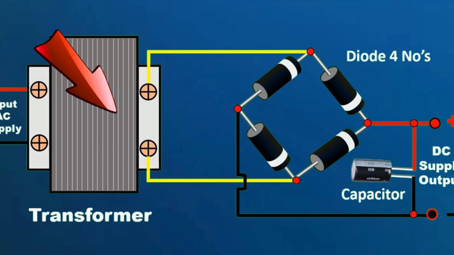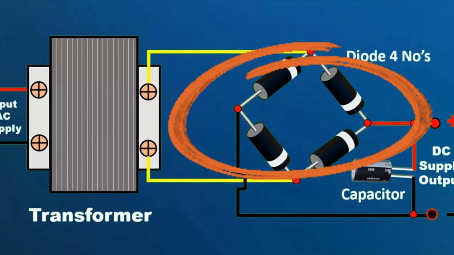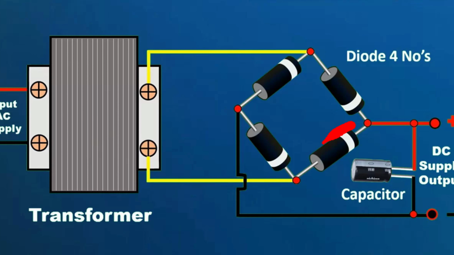We will use a transformer to reduce the voltage from 220 volt AC to 12 volt AC. Now we will connect the 4 diodes in the same directions as in the video. After that we will connect the capacitor as you see in the video. Now our circuit is ready. Let's see the output on the oscilloscope.